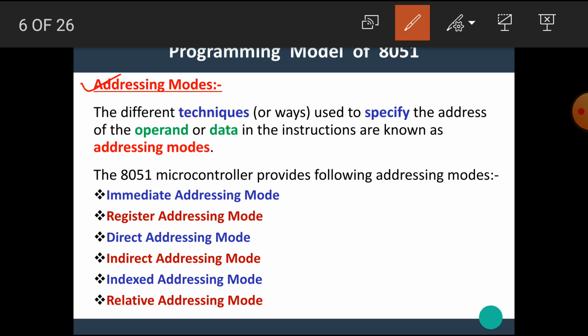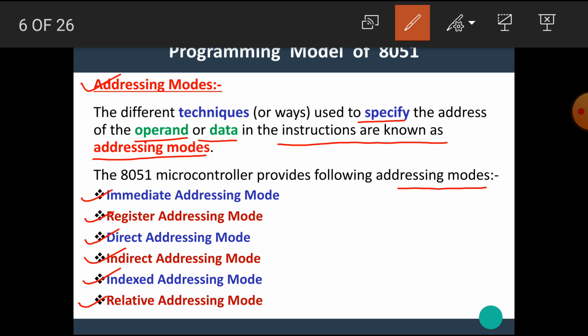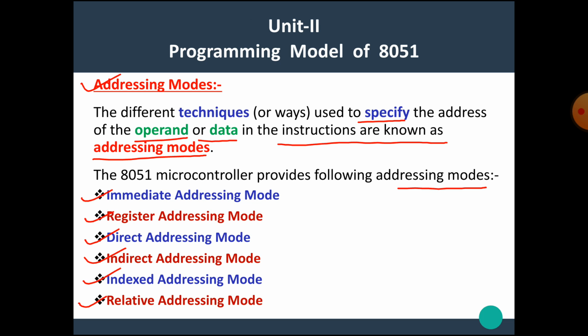The different techniques or ways used to specify the address of the operand or data in the instruction are known as the addressing modes. The 8051 microcontroller provides the following addressing modes: immediate addressing mode, register addressing mode, direct addressing mode, indirect addressing mode, indexed addressing mode, and relative addressing mode. Let's see the details of each addressing mode one by one.